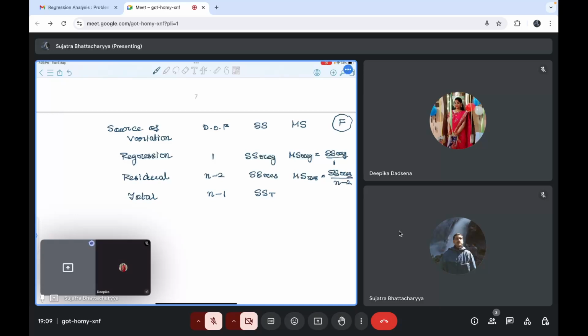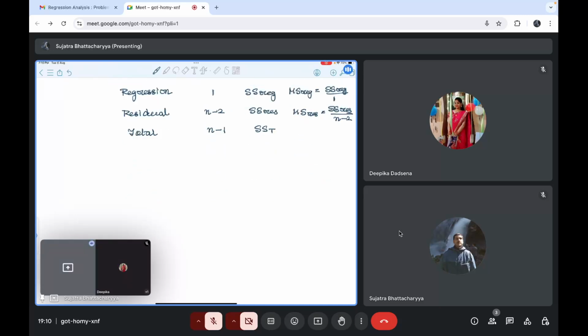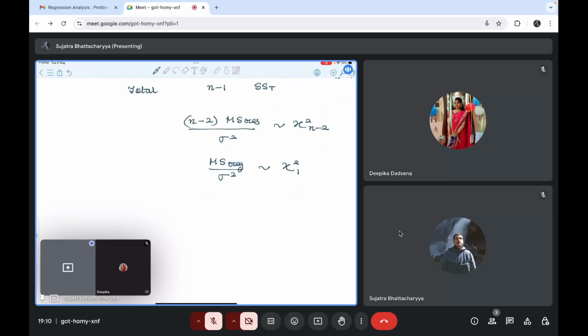Okay. Now, let us see one thing. We know that n minus 2 times MS residual divided by sigma square is a chi-square n minus 2 distribution, from the previous lectures and classes. This we know. Also, I am writing that MS regression by sigma square is actually a chi-square 1 distribution. Now, why is it coming? Why is it chi-square 1? Because you cannot just write this as chi-square 1 every time.